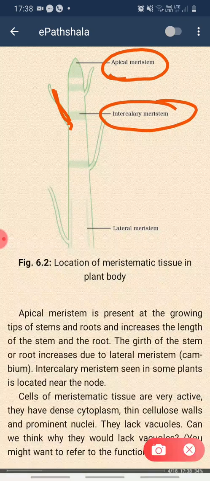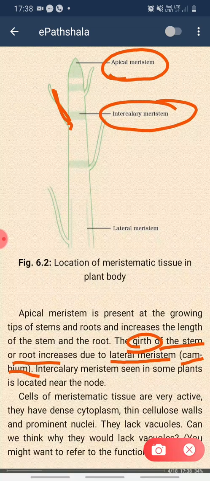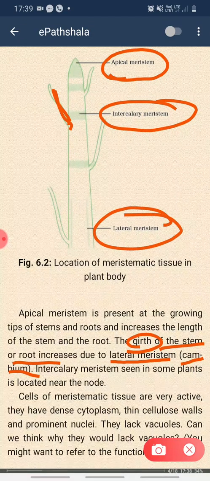Then to increase the width, or we use the word girth, to increase the girth of the stem or the root, even in the root, not only in the stem, even the width of the root is also increasing. So there are some cells we call lateral meristem. There the meristematic cells are called lateral meristem. Another word is cambium. That will keep on depositing, and they are responsible for increasing the girth. So these are the three meristematic cells which you should remember.